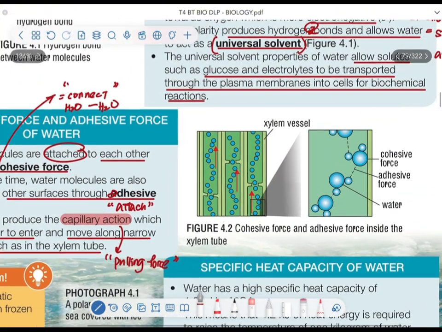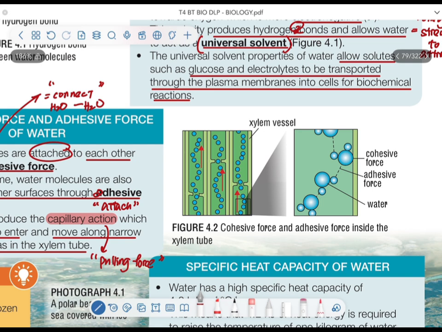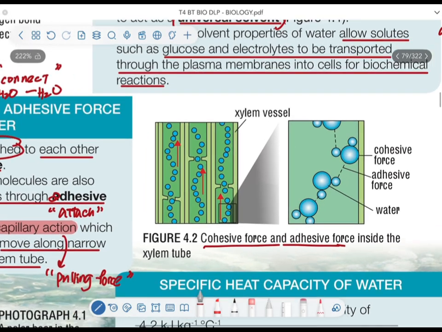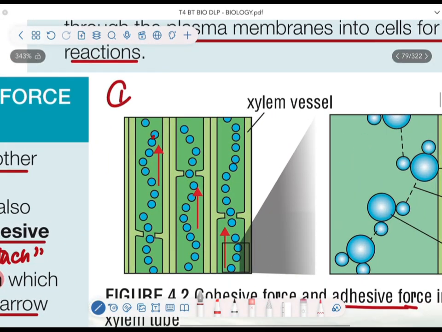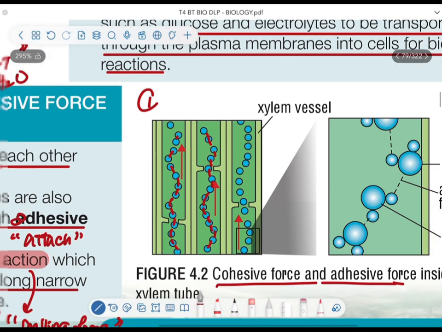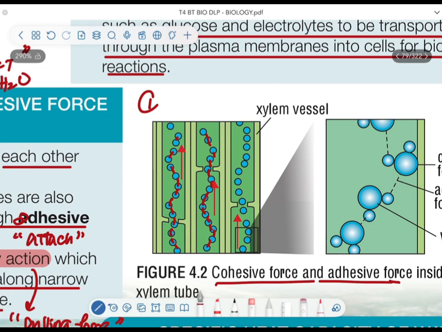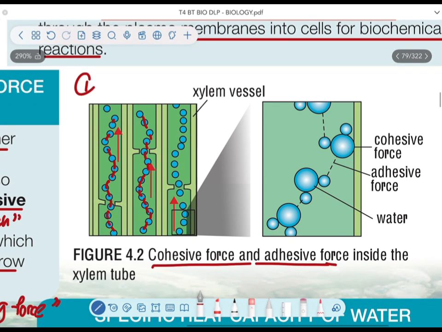So these are the diagrams that show the interactions of the cohesive force and the adhesive force inside the xylem tube. Let's start with the first diagram, which is this one. Cohesive force is how the water molecules connect or are attracted to each other when they start to move upwards in the xylem vessel. They need to go upwards so that the leaves at the upper parts of the plants can get enough water for photosynthesis. And then the second diagram is for the adhesive force.